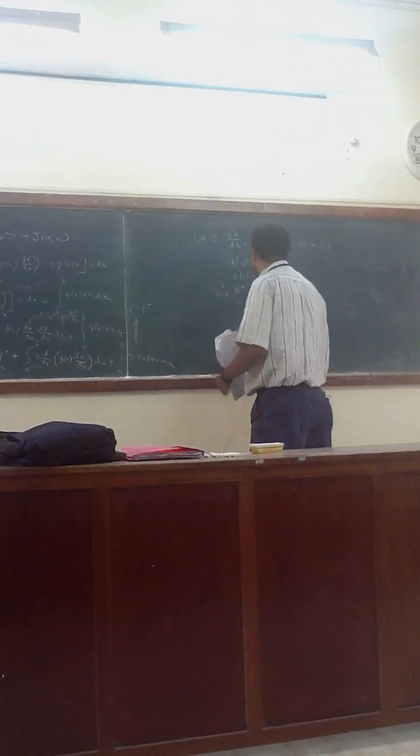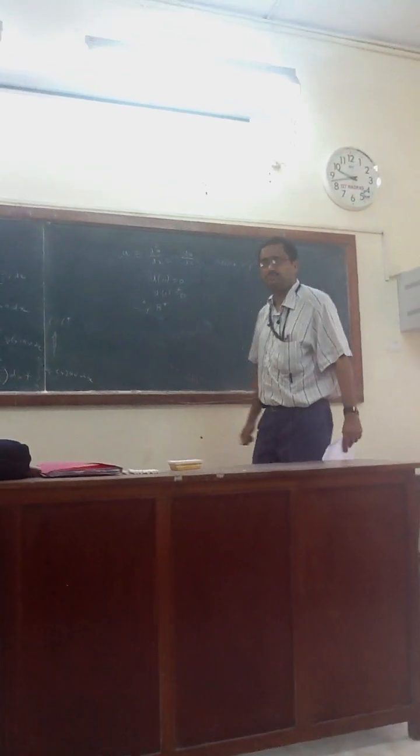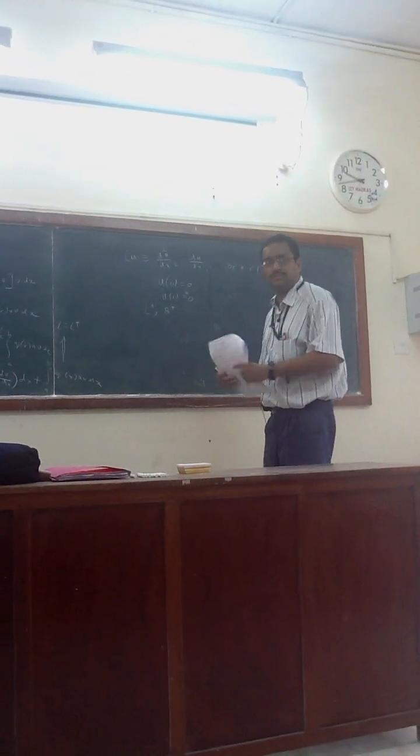How to calculate? How to obtain L star and B star? What's the step? Tell me. First tell the step before starting.